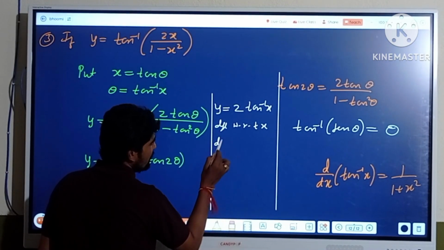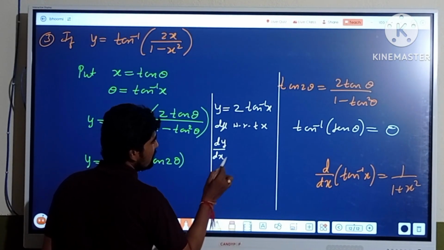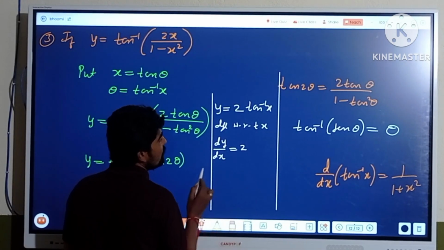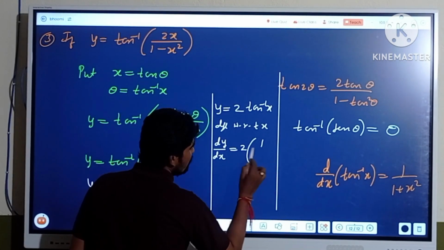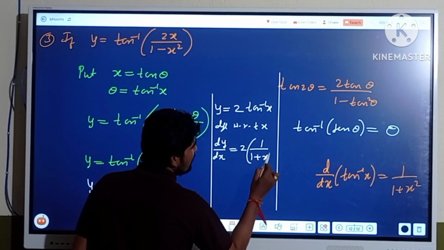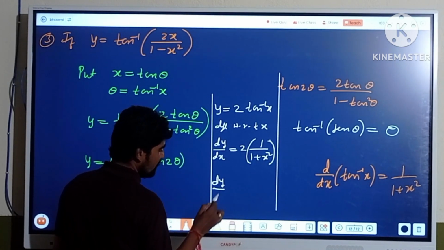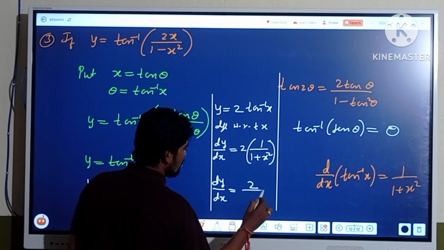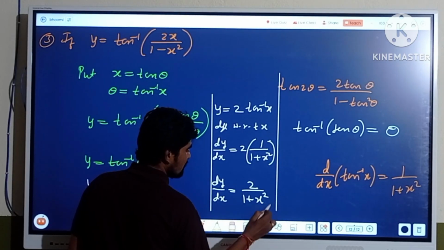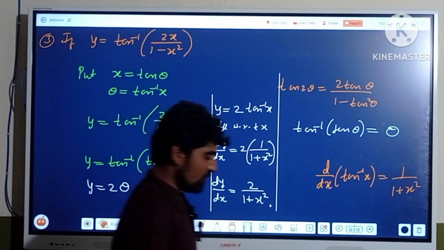Derivative of y with respect to x, dy by dx, is equal to 2 into the derivative of tan inverse x, which is 1 divided by 1 plus x square. Therefore, the required dy by dx is 2 divided by 1 plus x square. I hope all of you are understanding.